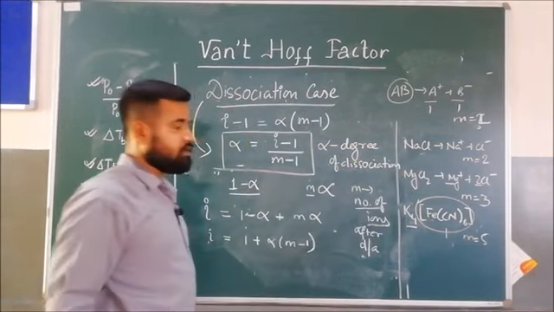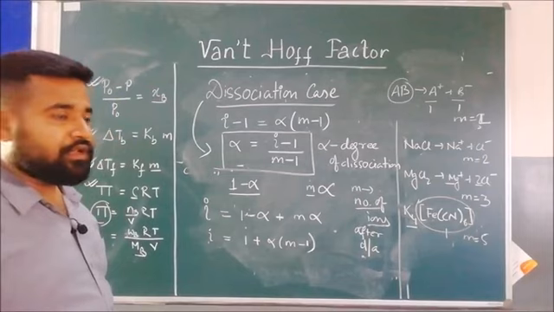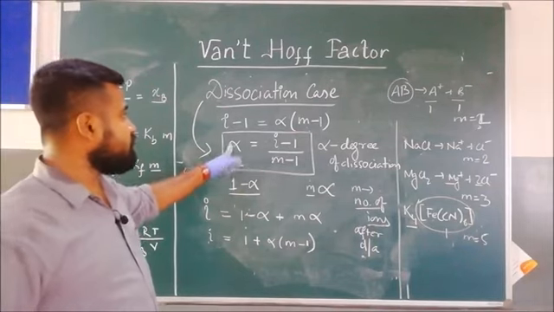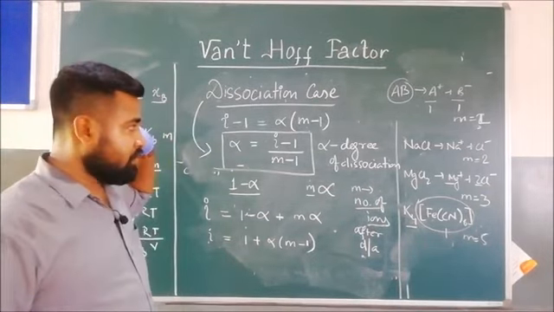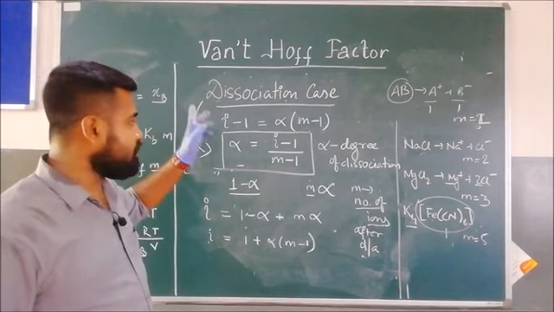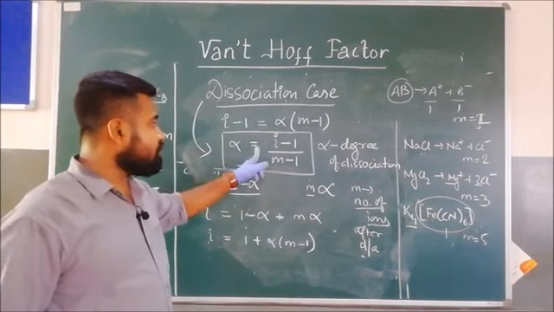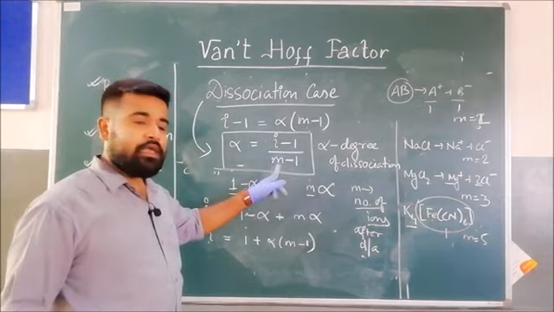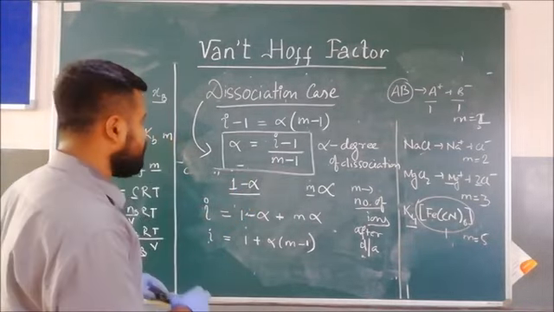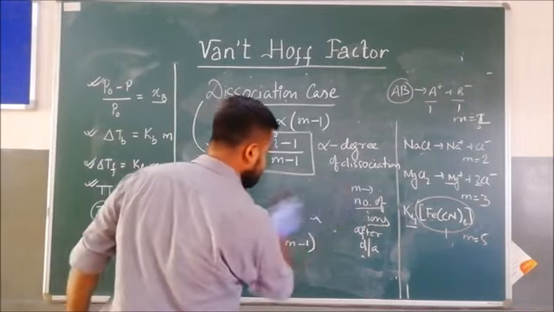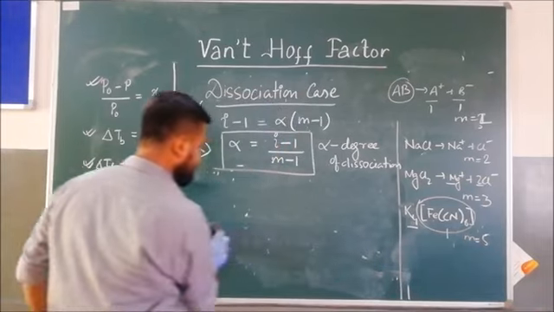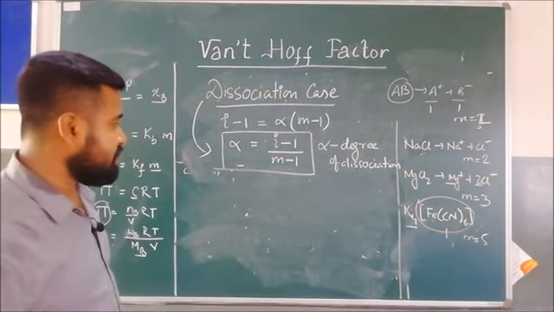Degree of dissociation. Alpha equals the degree of dissociation. In the case of dissociation, the degree of dissociation equals i minus 1 by m minus 1. So this is the formula for the dissociation case. Next, similarly, we will see the case of association.